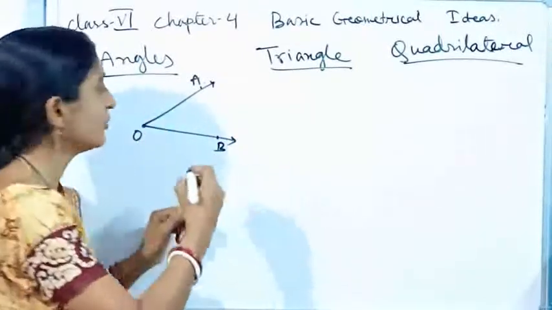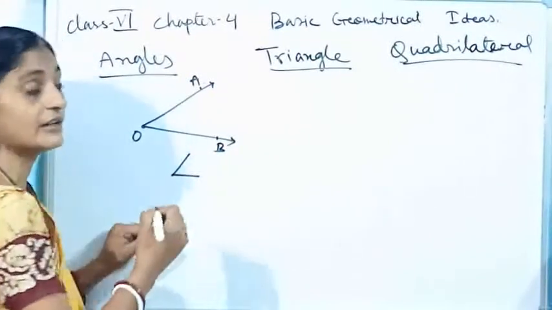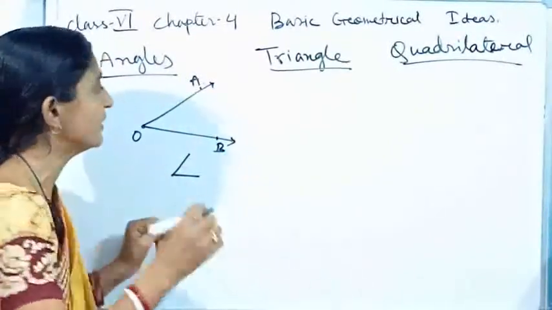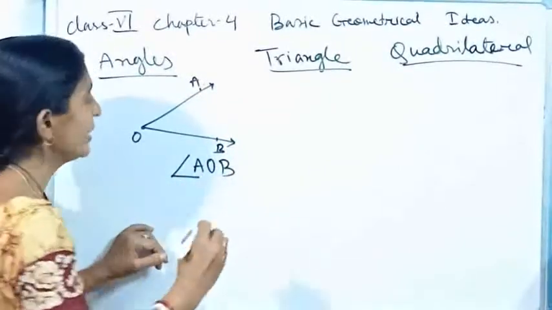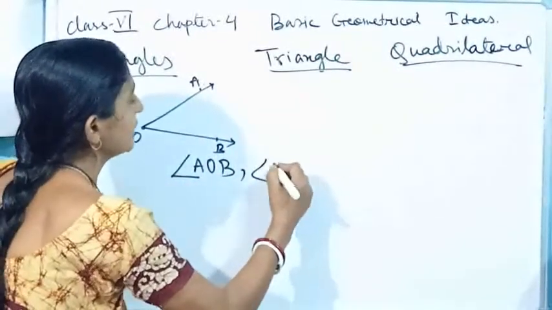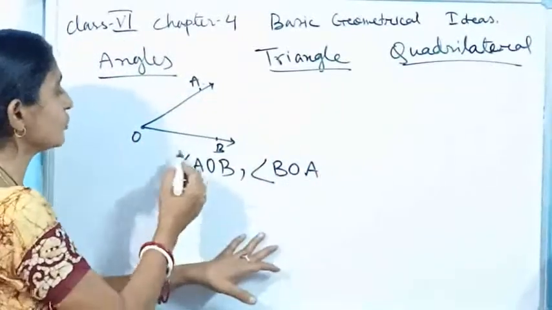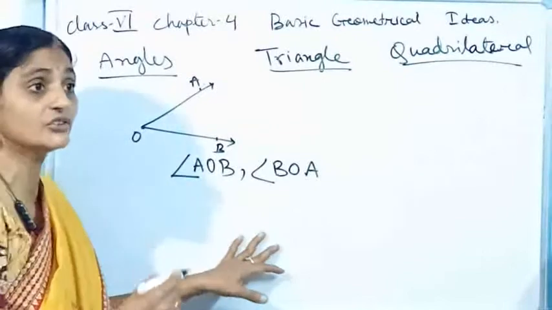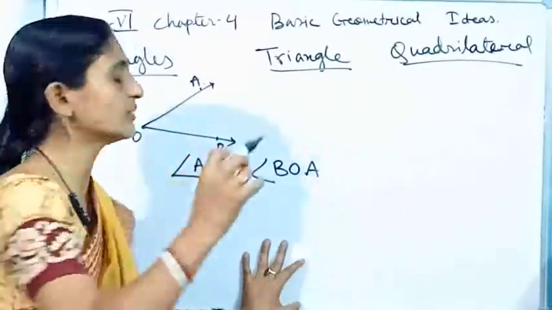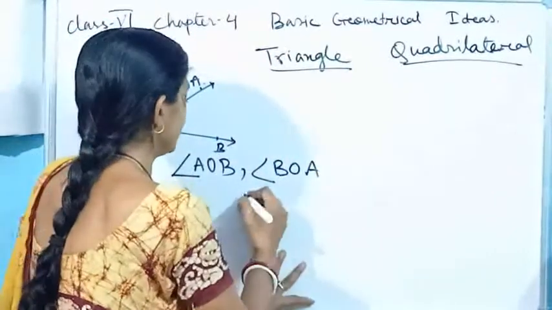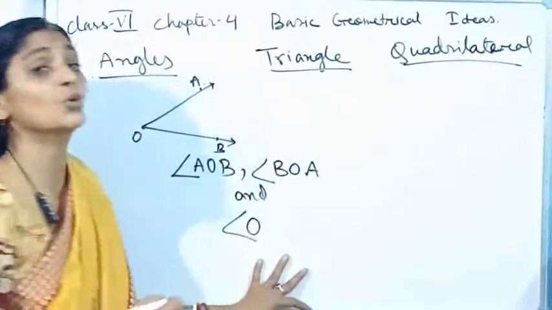So what will be the name of this angle? You definitely use the angle sign while naming it. Here I can write it angle AOB, or you can write it angle BOA. You might have noticed that O always comes in the center. I can also denote this angle by only one letter, the vertex only. I can write it only angle O.